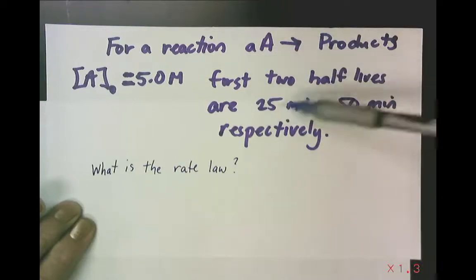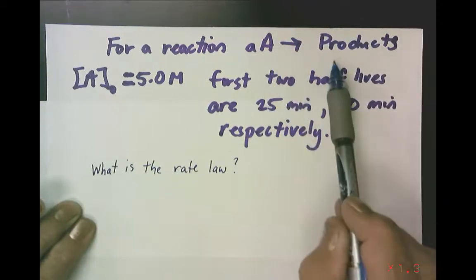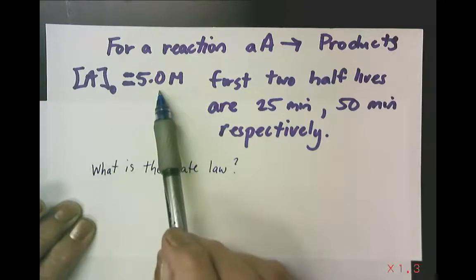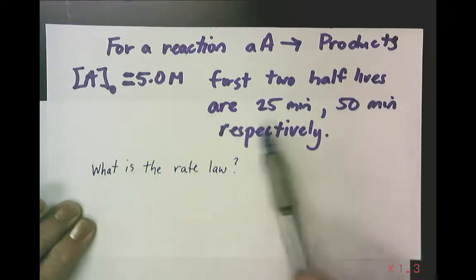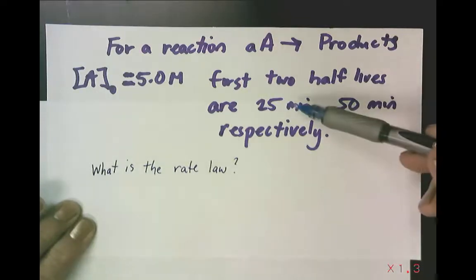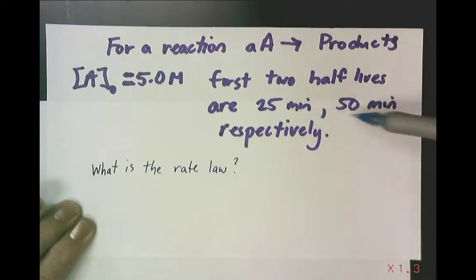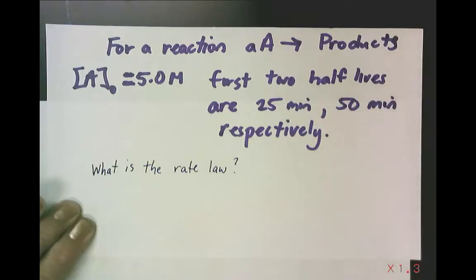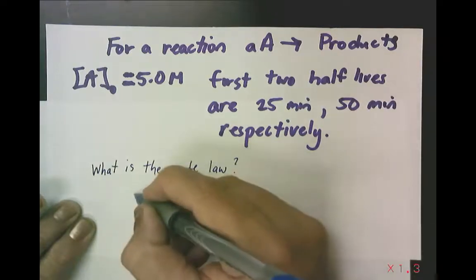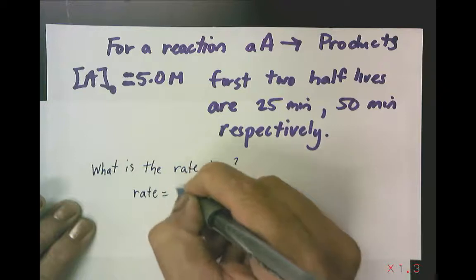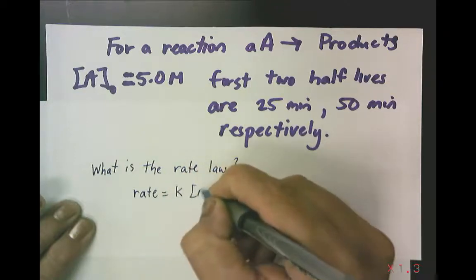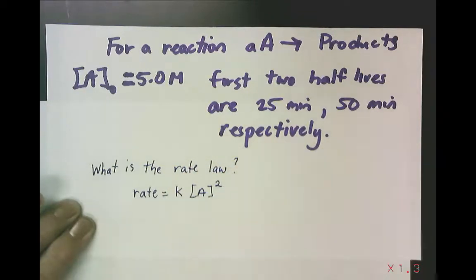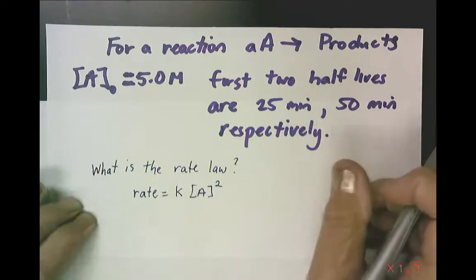Okay, here's the problem. The information given: there's the reaction, there's the initial concentration. 2 half-lives have passed, 25 minutes and 50 minutes respectively. What's the rate law? Well, we can tell because the half-life time frame changed, it exactly doubled, we know that this is second order. So the rate law for this is concentration of A second order because of this right here.